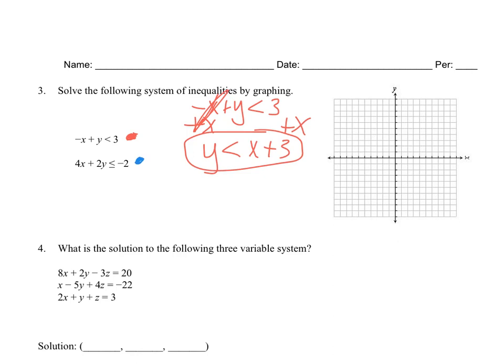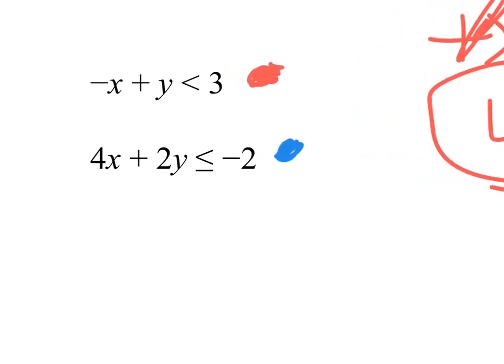The blue line here, we want to get y by itself still. So we've got to get rid of that 4x and that 2 that's attached to it. So when I come here, I'm going to subtract 4x. Let me zoom in on this so I can write better. So I'm going to subtract 4x from both sides.